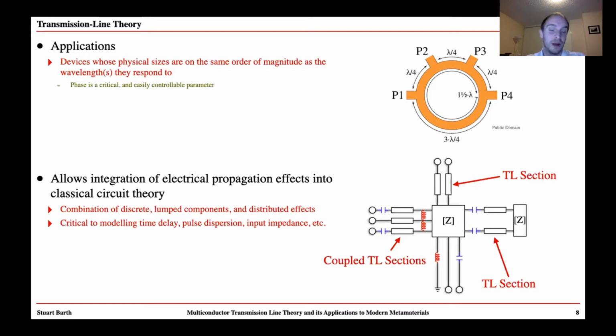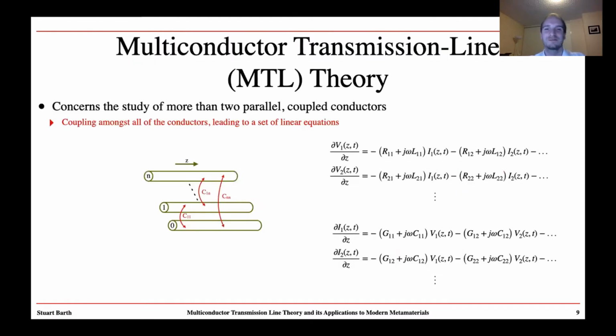And of course, we can do this with these microwave circuits that have been developed over the last half century or so. And of course, we know how to employ those to create couplers, filters, etc. But transmission line theory in particular allows the integration of electrical propagation effects into classical circuit theory. While classical circuit theory just deals with lumped components like capacitors, inductors, resistors, etc., the integration of transmission lines into these circuit environments allows us to model other effects like time delay, pulse dispersion, input impedance, etc. So it's a very critical tool to model and analyze modern circuits.